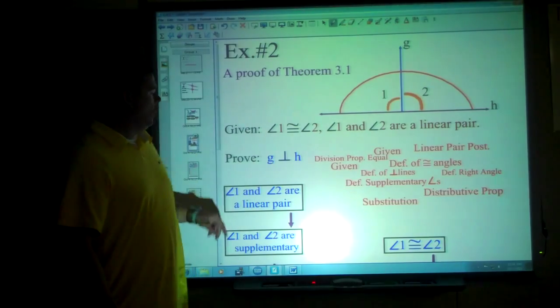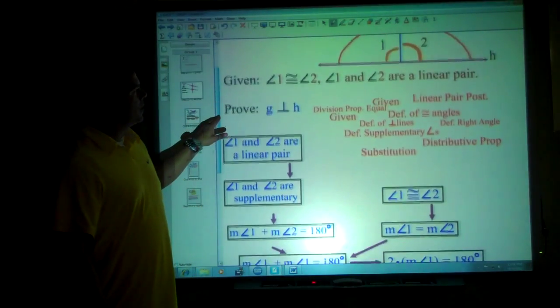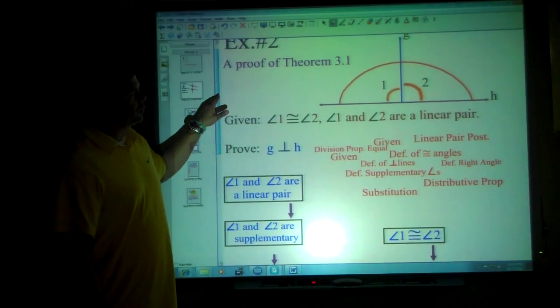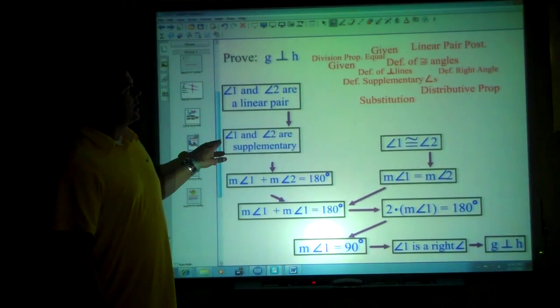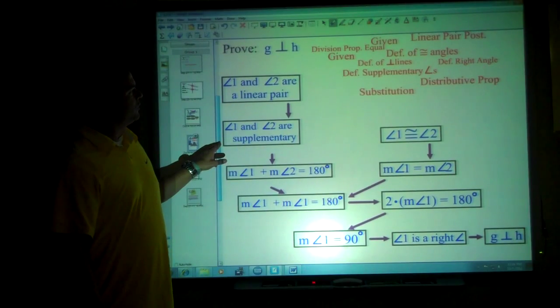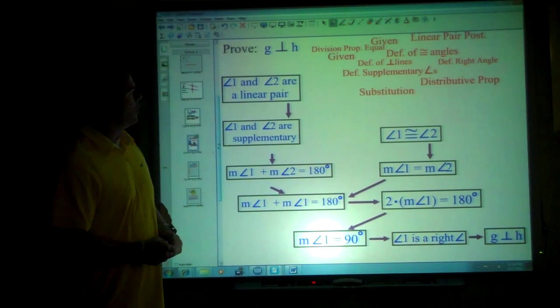Now, I've got a whole bunch of possibilities here, and I've made a flow chart. So we're basically proving that the blue and the purple are perpendicular. I'm going to try to fill in the blanks as we go.